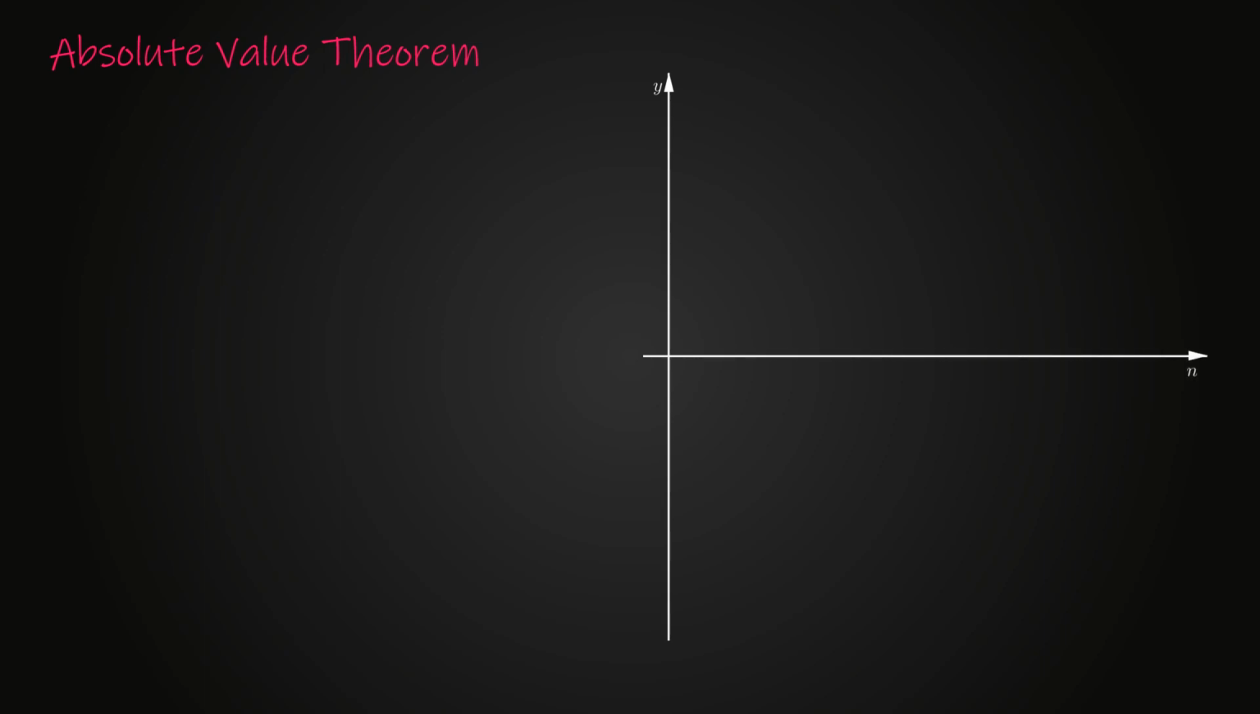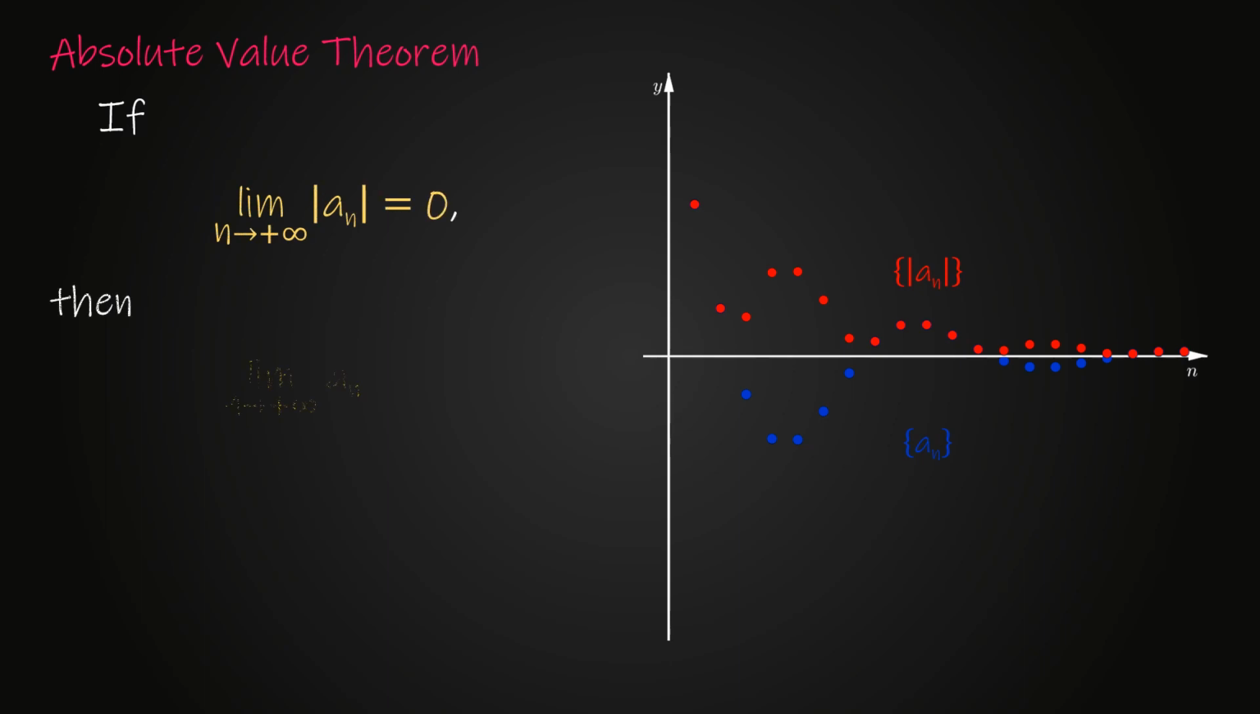Absolute value theorem. Consider a sequence with negative and positive terms, and the sequence of its absolute values. If the sequence of absolute values converges to 0, then the sequence also converges to 0. Evaluate the limit of e raised to negative n times the cosine of pi n, as n approaches positive infinity.